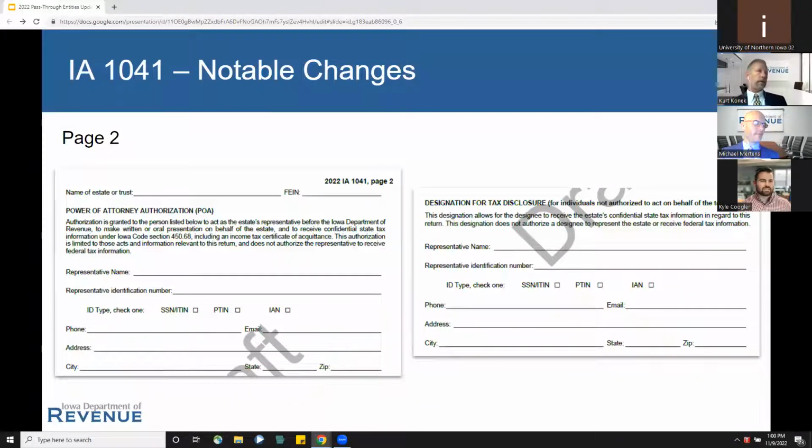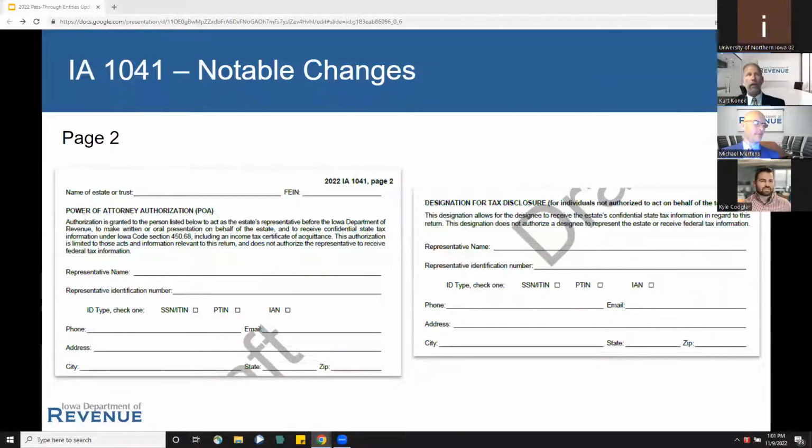Okay, and then on page 2, this has the power of attorney and the disclosure designee. This is on our current 1041 form, but I do want to remind people that power of attorney authorization is really exactly the same thing as the attorney information that we asked for on the old 1041 form. So if somebody wants a certificate of acquittance, make sure you complete this power of attorney section. It seems like there's a lot of confusion with that.